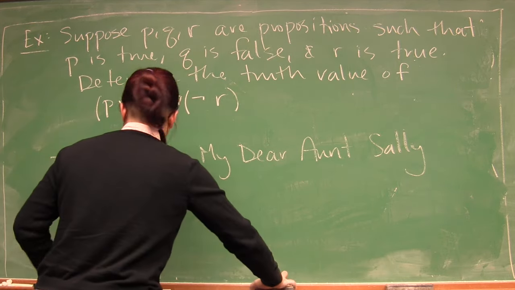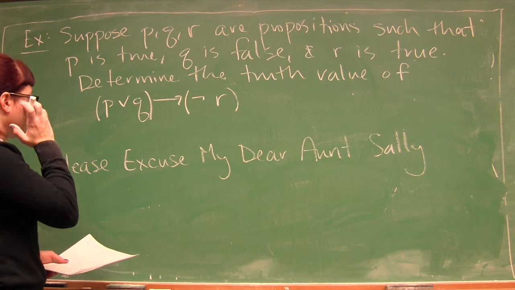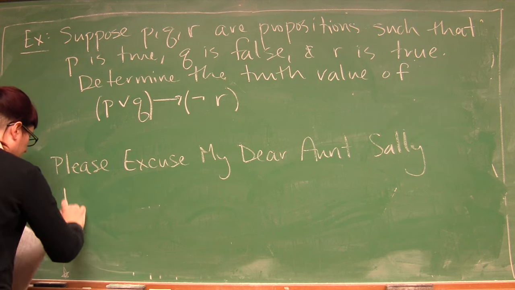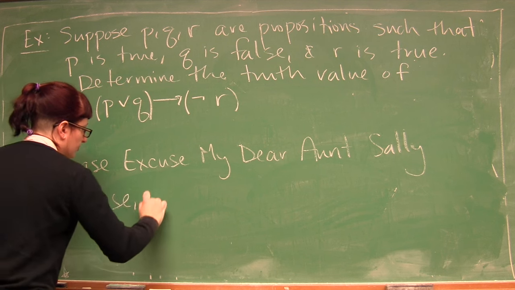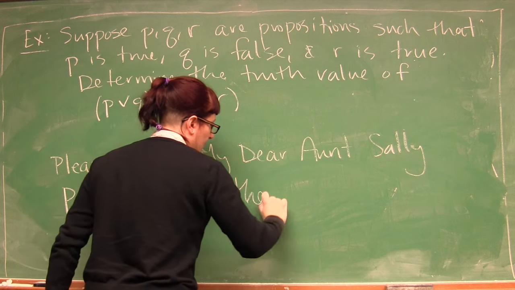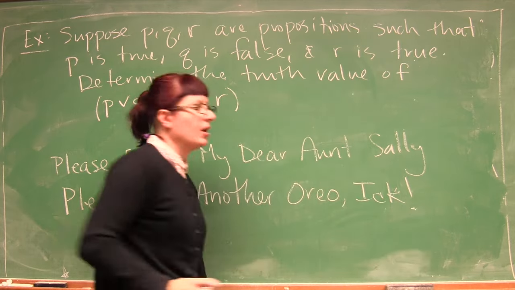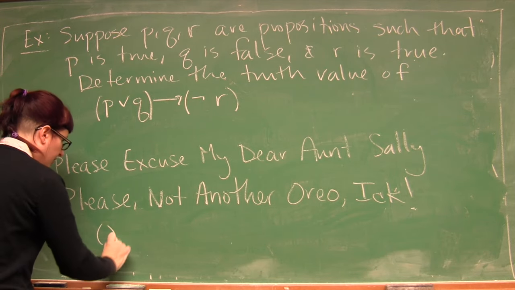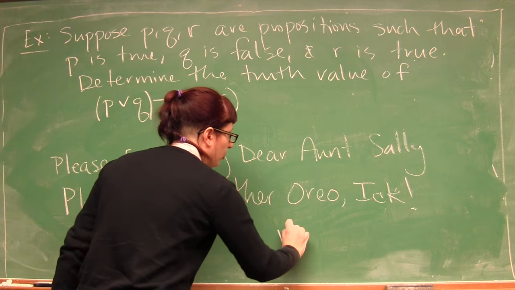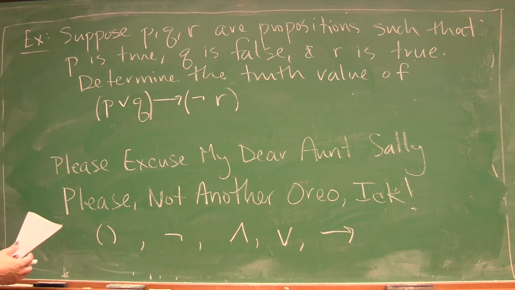Well, just to help us, I invented another mnemonic device for this situation, which is please not another Oreo, ick. So here this corresponds to parentheses, negation, and, or, and an implication. So this is the order in which we should understand these operations.